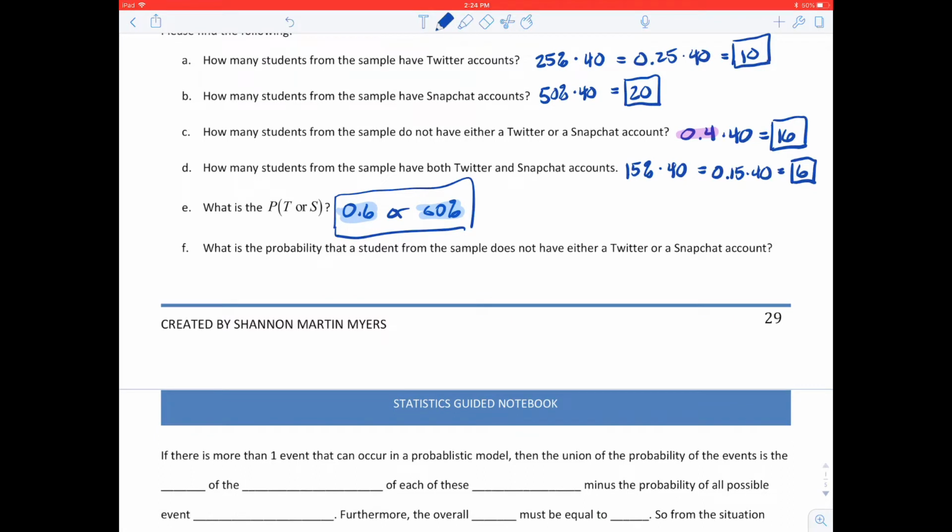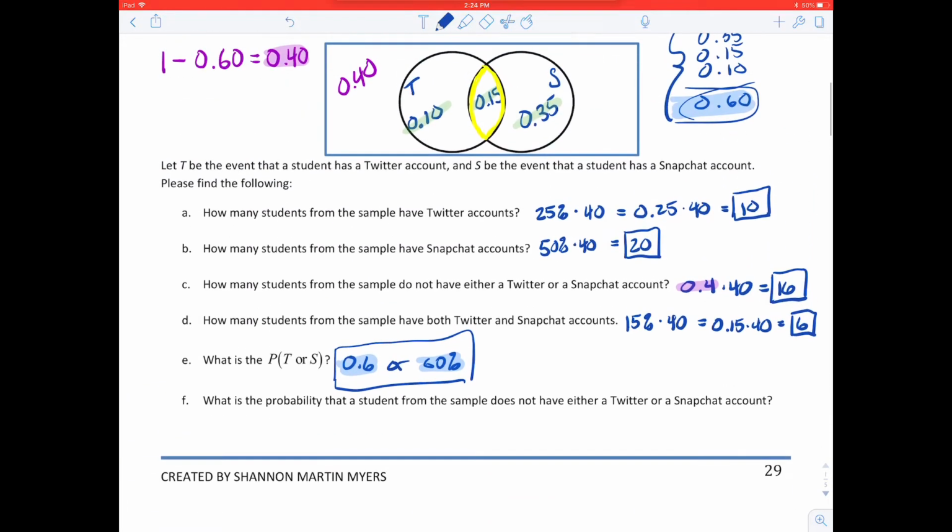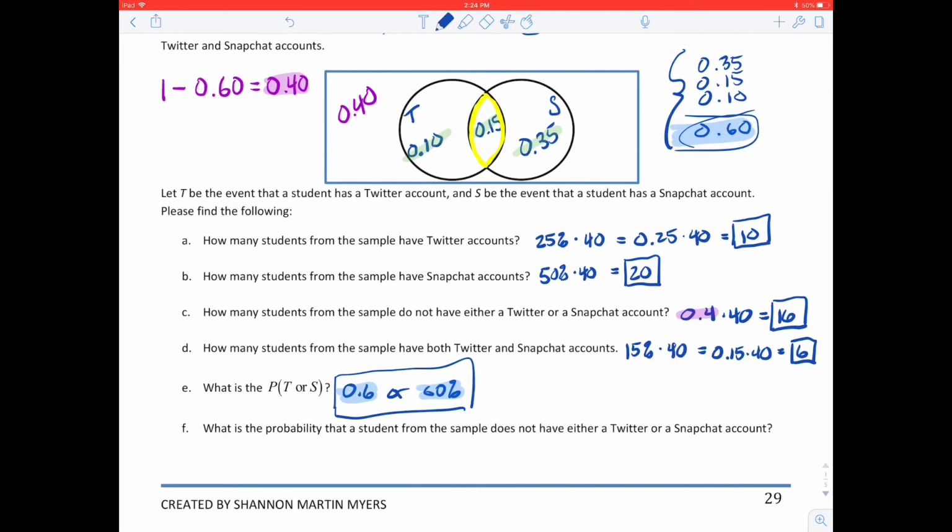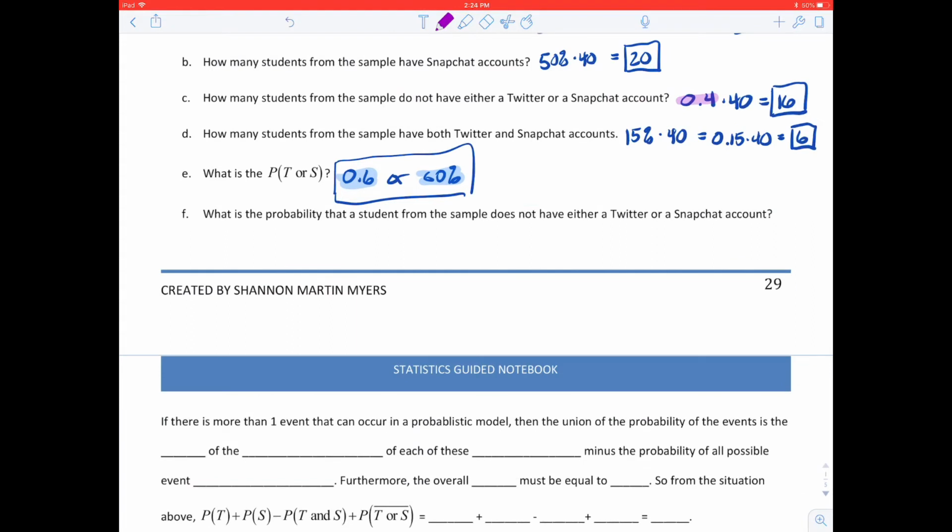Okay, what about the probability that a student from the sample does not have either a Twitter or a Snapchat account? Didn't we find that too? Beautiful. We found that one here, didn't we? So that's just going to be 0.4 or 40%.